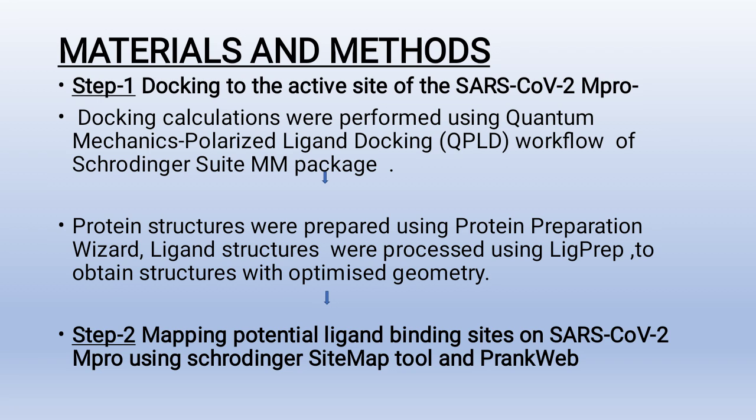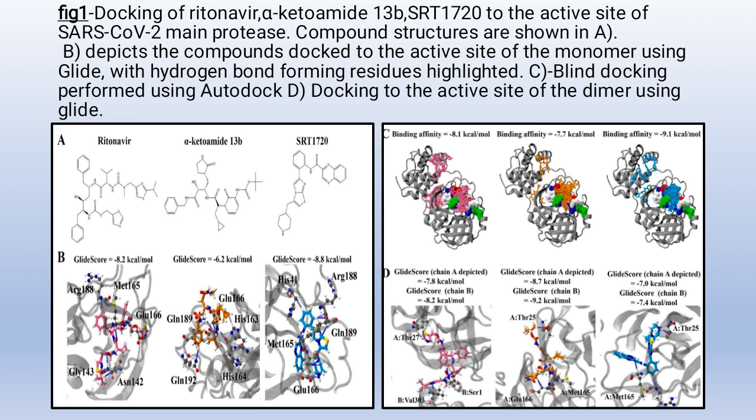Step 2 includes mapping potential ligand binding sites on the virus MPRO using the Schrödinger SiteMap tool and the PrankWeb server. The figure shows the docking of ritonavir, alpha-ketoamide and SRT, the three compounds under study, to the active site of the virus MPRO. Compound structures are shown in figure A.